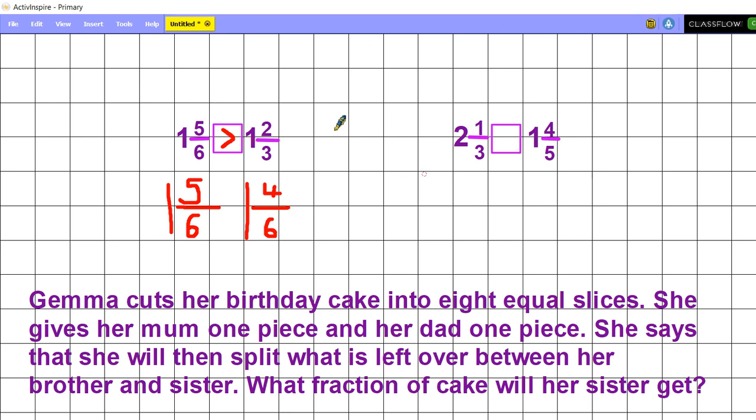Okay. Just when you look at this one, you can see I've got 2 wholes and I've got 1 whole. So therefore, straight away, this one has to be the largest without me having to do any calculating.